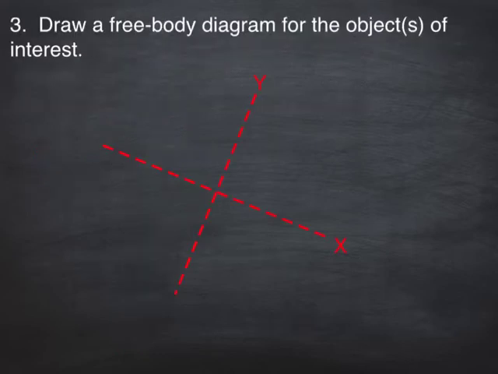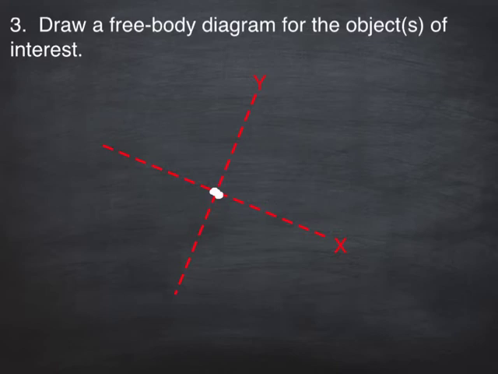The next step is to draw a free body diagram for the object or objects of interest. I've gone ahead and preloaded an XY coordinate system here. It's important to know what your coordinate system is and to be absolutely consistent. And so I would recommend always, always, always adding an XY coordinate system to your free body diagram. So to begin with a free body diagram, we need a dot that represents the object of interest. And every object of interest will have its own free body diagram.